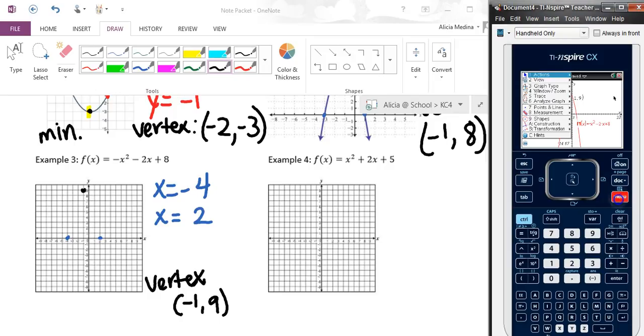So I'm going to go ahead and click menu. Once we click menu, we want to go down to number 5. It says trace. And once we click trace, you're going to go ahead and click graph trace. This is going to allow you to type in any x value that you want, and it's going to tell you what that y value is. So I want to know whenever x is 0. So I'm just going to type in 0 and click enter.